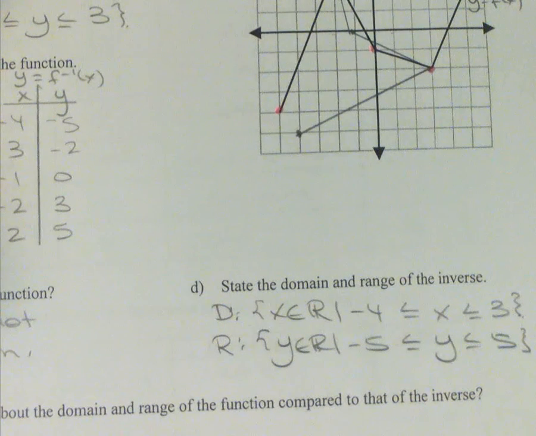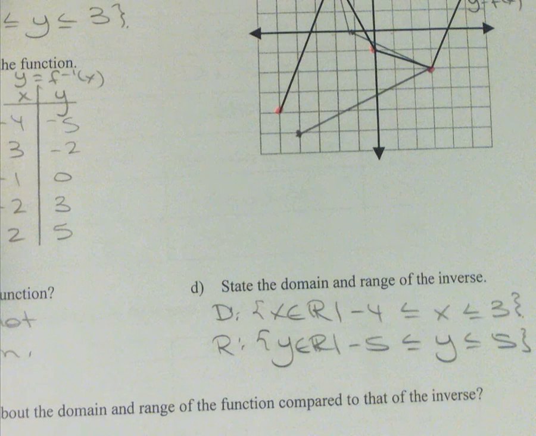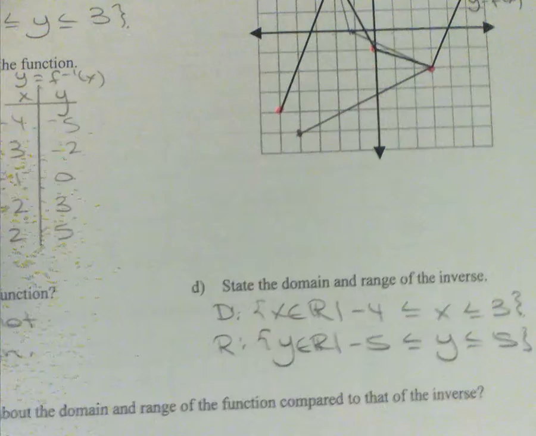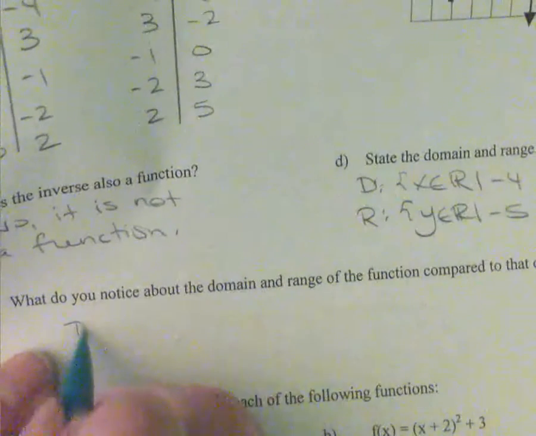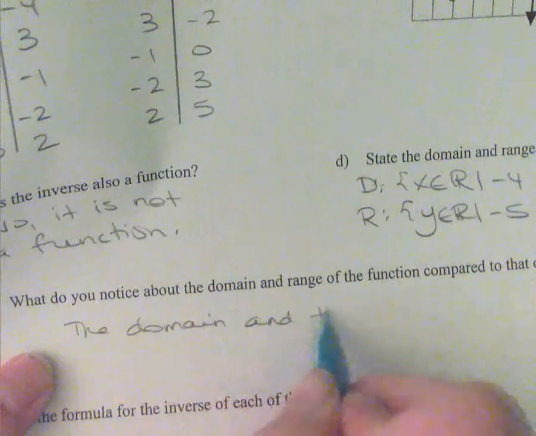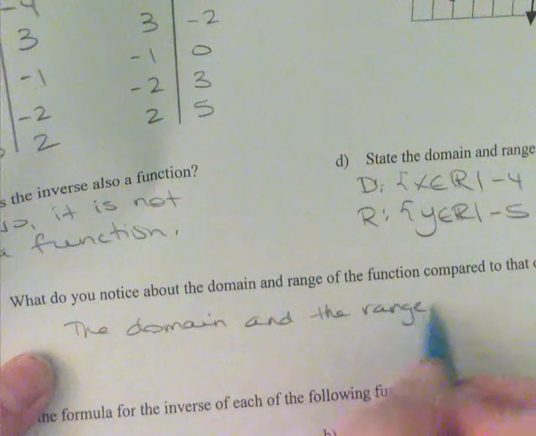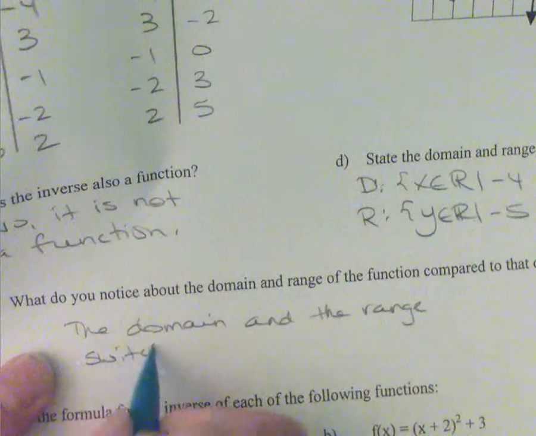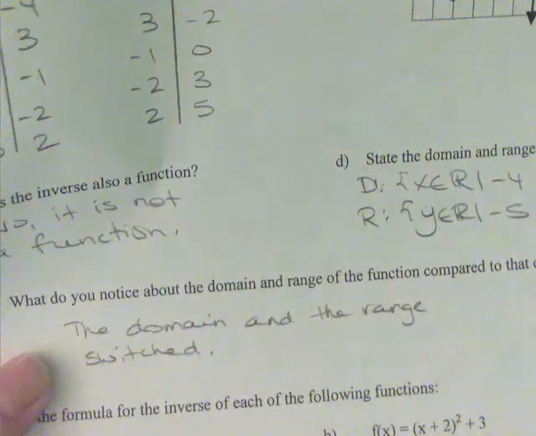Very similar to what happened to y and x switching, that creates the inverse, so the domain and range would then also have to be switched between the original and the inverse. So we can say that the domain and the range switched.